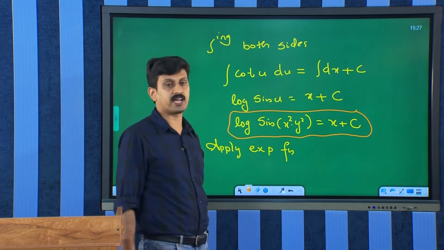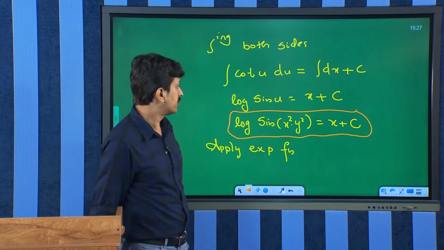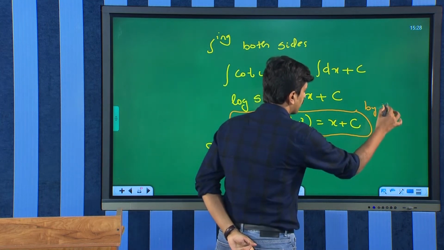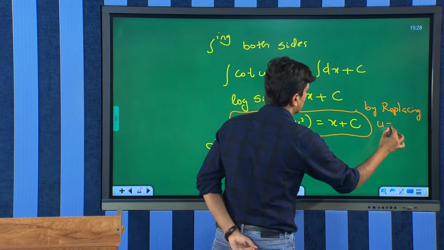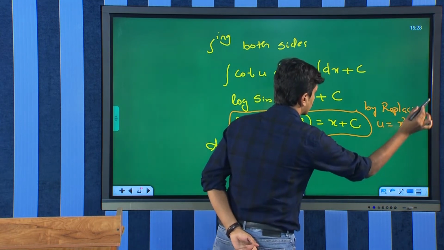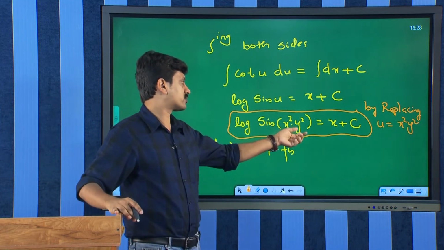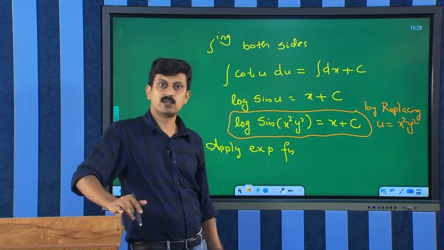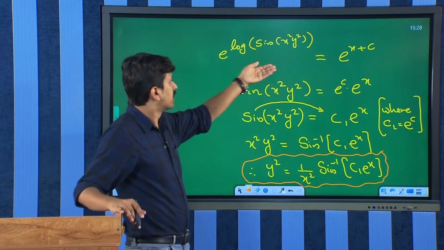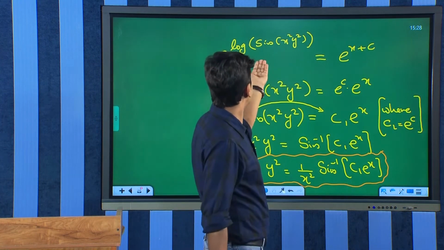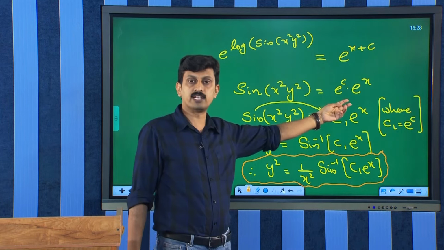The integral of cot u is log sin u, and by replacing u with x square y square, we found log of sin of x square y square is equal to x plus c. Fine, this is enough, but by applying the exponential function, we will get a nicer form of this solution. It reduces to sin of x square y square equal to e raised to c into e raised to x.